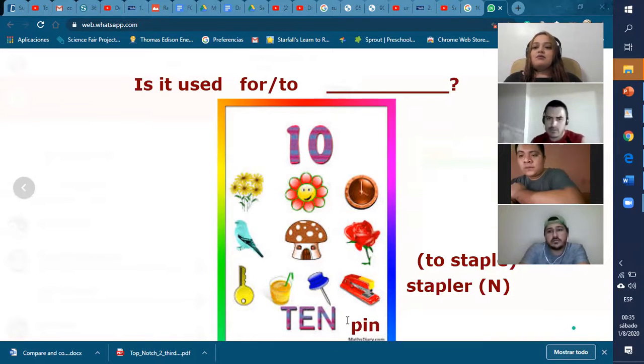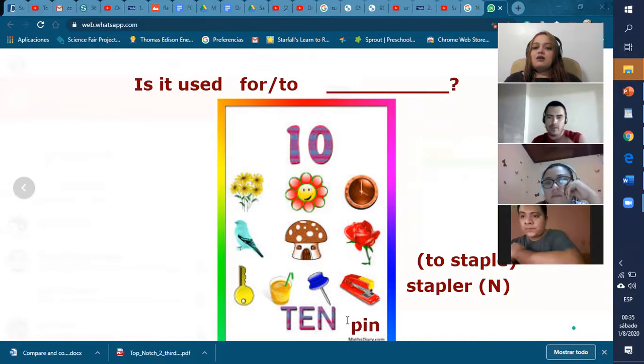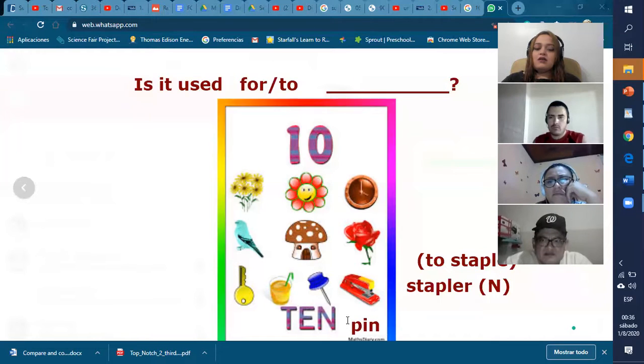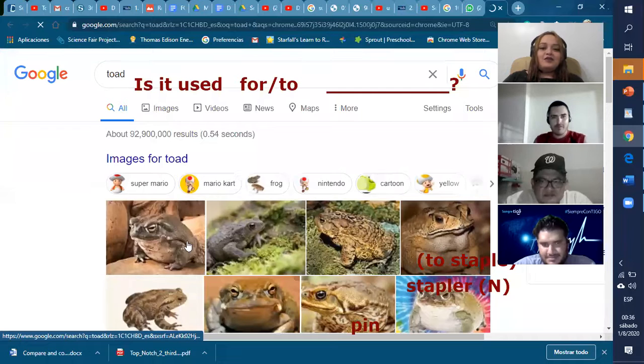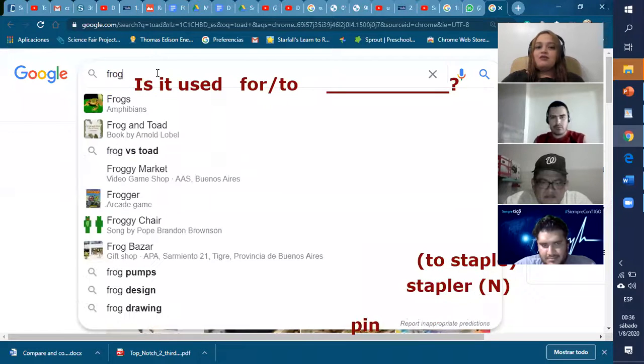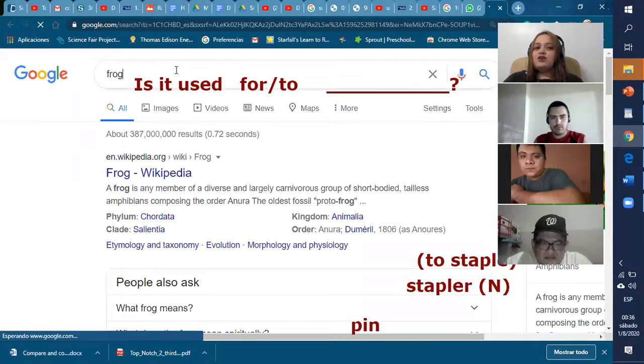Teacher? Sorry? What is T-O-A-D? You're asking me for the meaning of that? Yeah, because I have seen a toad in Mario Kart. A toad is this one. I think it's the female for the frog. The frog is masculine and the toad is feminine.